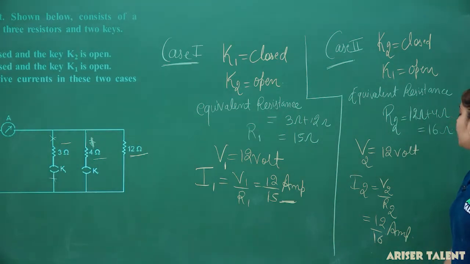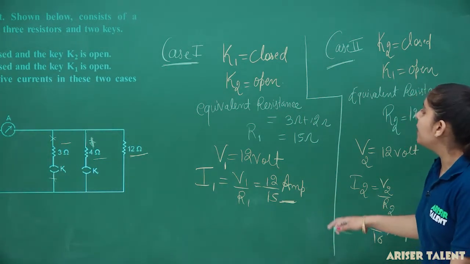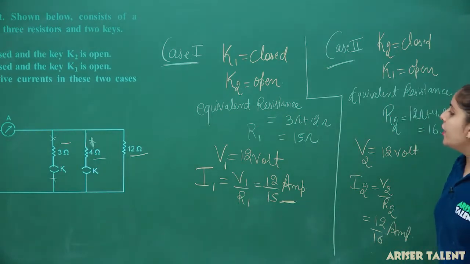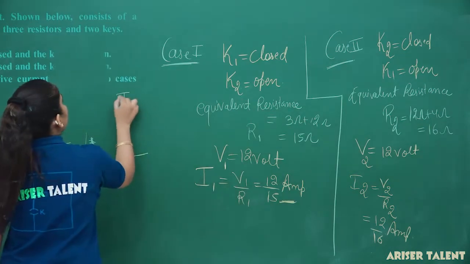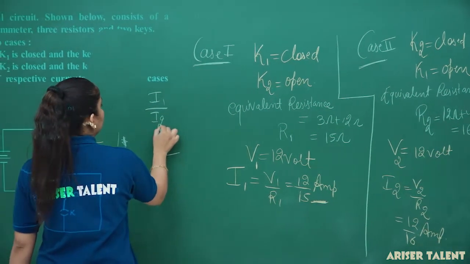Now, you have to determine the ratio of current in both the cases. So, let's determine the ratio of current in both the cases. It will be our I1 upon I2.